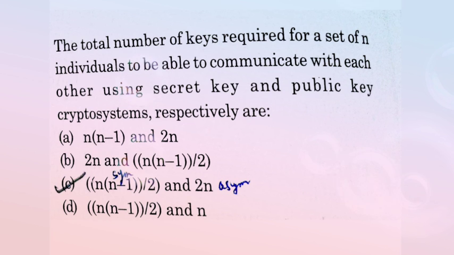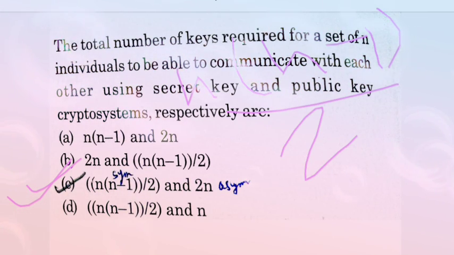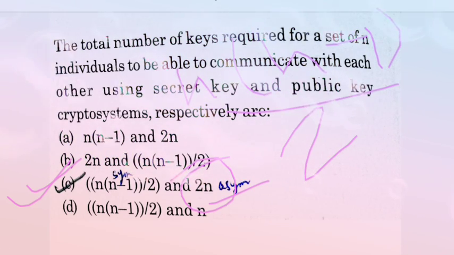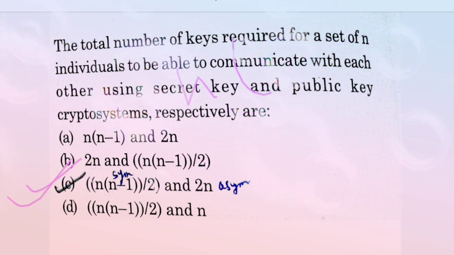The total number of keys required for a set of n individuals to be able to communicate with each other using secret key and public key crypto systems respectively are? So the correct answer is option C, because in symmetric key cryptography we use n into n minus 1 by 2, and in asymmetric, public key cryptography we use 2n. Okay, now come to the next question.